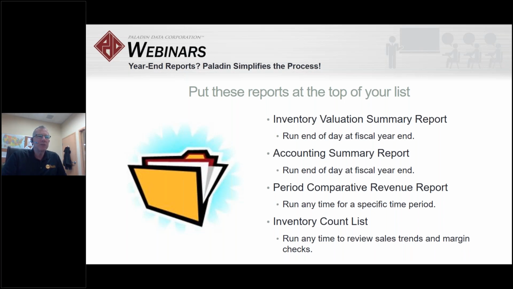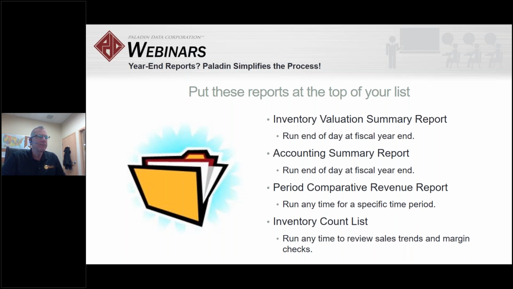So to get the inventory valuation summary report, it's real simple. You just go back to reports, you go to inventory, general, and on the right-hand side it says inventory valuation summary. Accounting summary report is another one that's a snapshot in time.